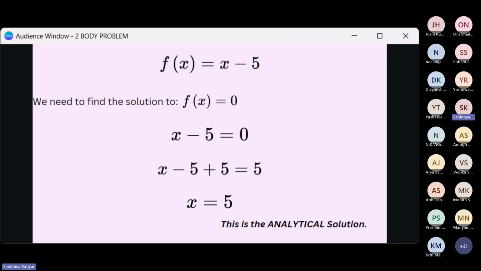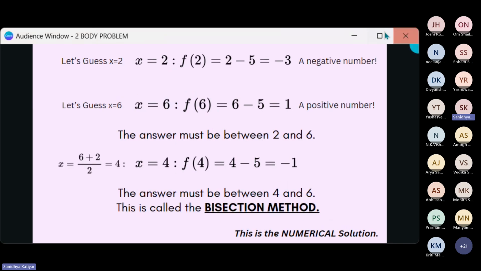This is the analytical approach to the problem, because we just know that we had to add 5 and we find that x equals 5. But the numerical solution differs so much from that. For the numerical solution, let's guess x equals 2. So we calculate f of 2, which comes out to minus 3, which is a negative number.